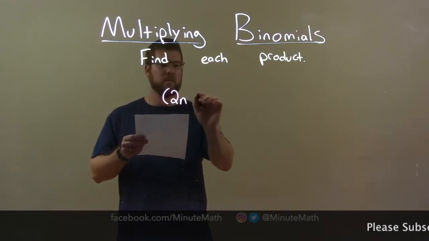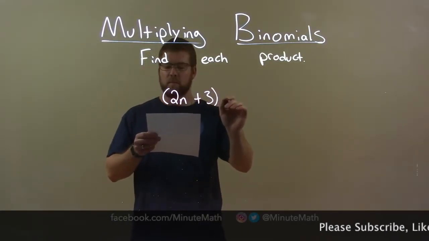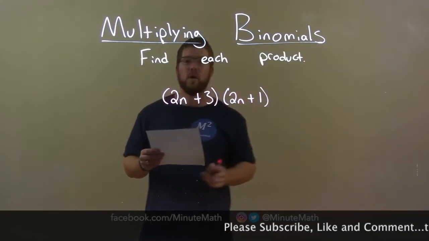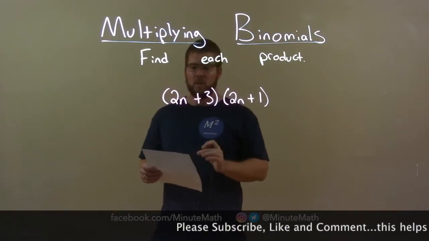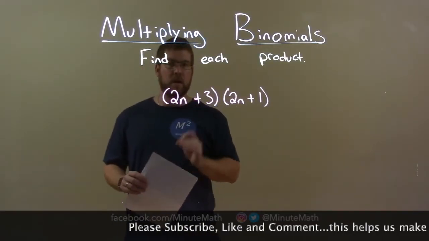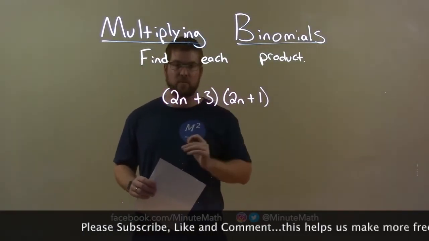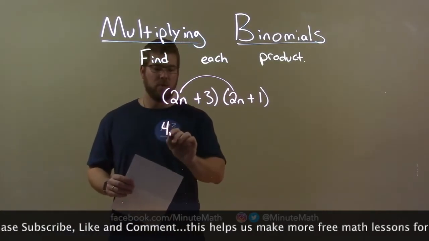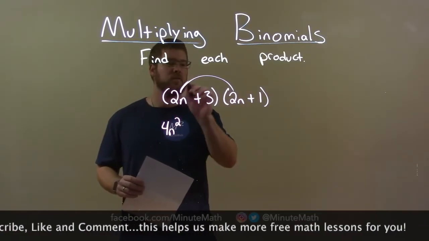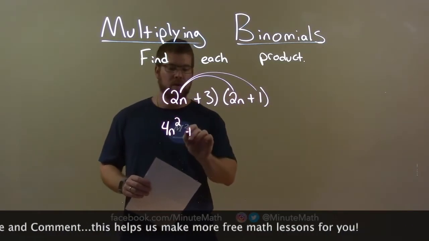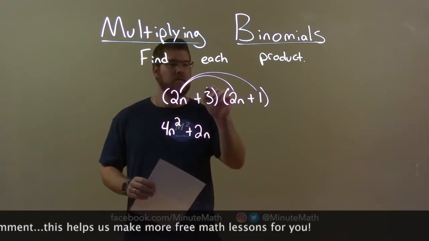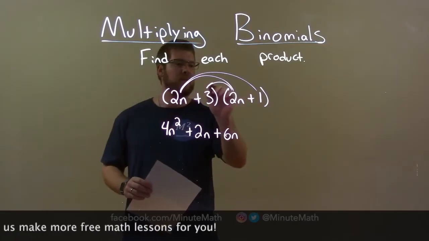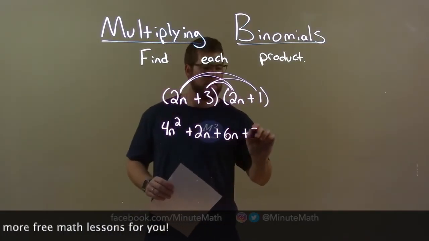2n plus 3 multiplied by 2n plus 1. All right. So I want to take all parts of my first parenthesis and multiply it by all parts of our second parenthesis. So 2n times 2n becomes a 4n squared. 2n times 1 is a 2n. A 3 times a 2n is a 6n, and a 3 times a 1 is a 3.